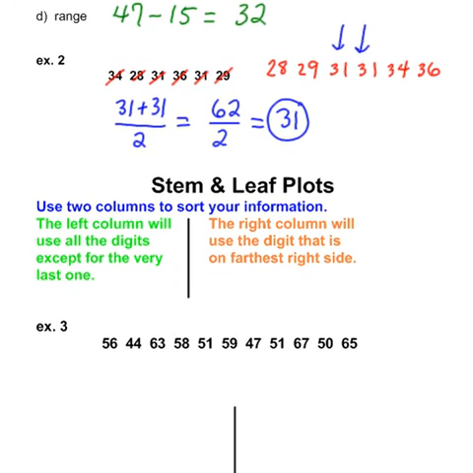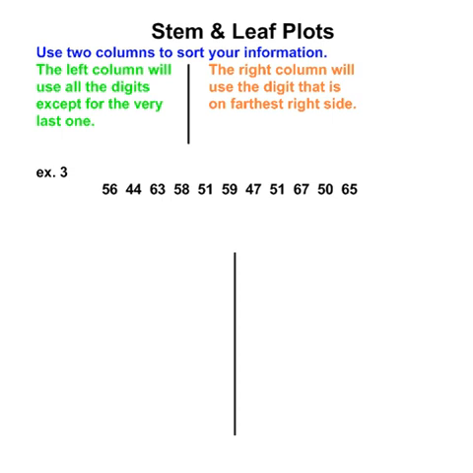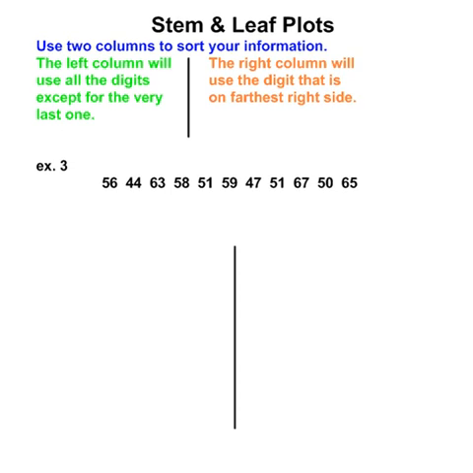Let's talk about what a stem and leaf plot is. This is a way to organize your data set so that it's a little bit easier to look at than a whole bunch of numbers. For a stem and leaf plot, we use 2 columns. The left column is where you put every digit of each number except for the digit on the very far right. And the right column is where we put that far right digit.